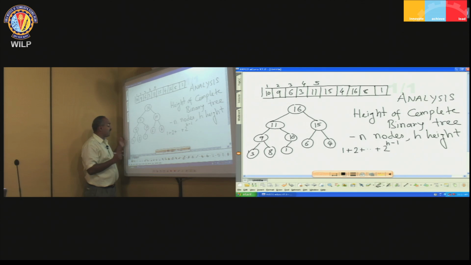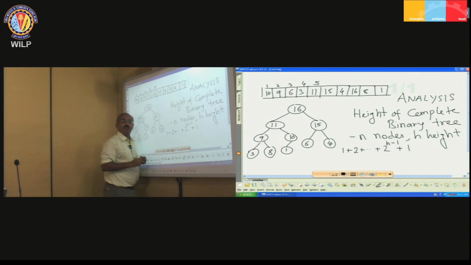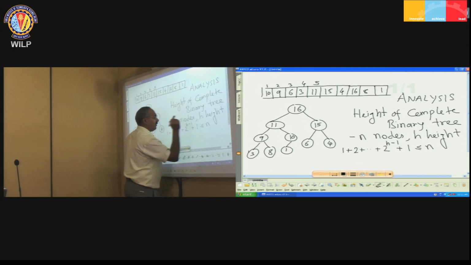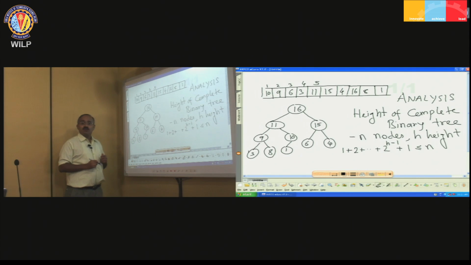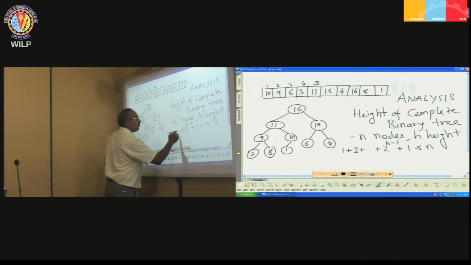Now, since the height is h, that means there is at least one node at level h, and this happens to be less than or equal to n. Right. So, this is a property that we get between h and n. That is, n is bigger than or equal to this.